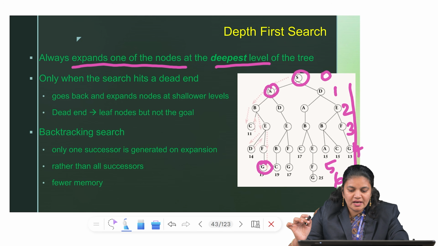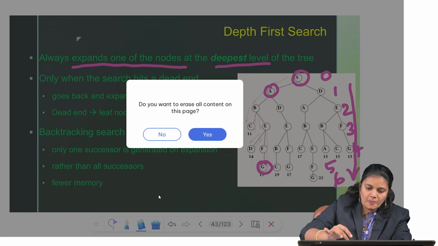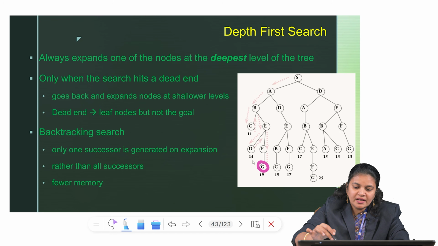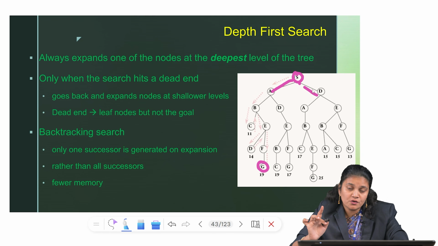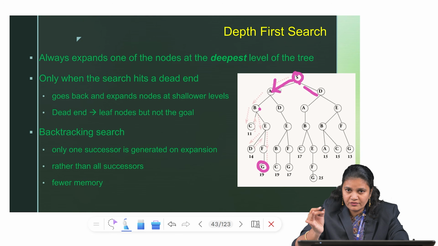So suppose we are trying to find the vertex G. We are starting from S. S has 2 children. If this were breadth first search, we would visit A, D. Then we would go to the next level. It's not happening here. We are going to A. We are exploring the first node.